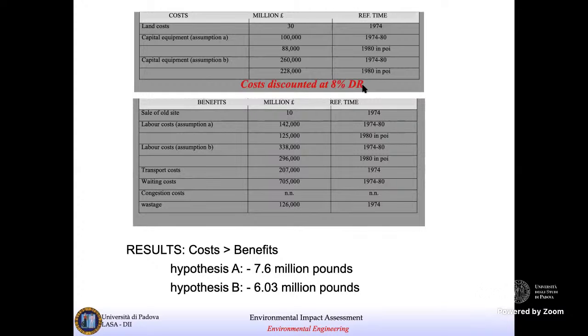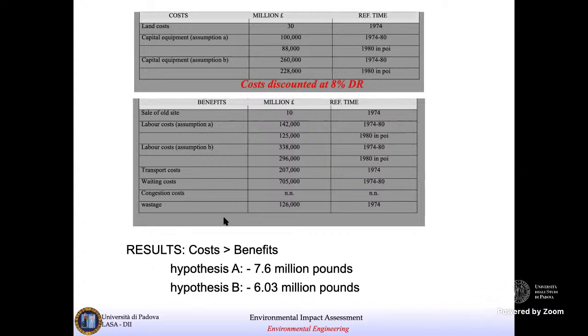Then they had to evaluate the benefits, again in millions of pounds, and a different reference time. You need the reference time in order to actualize the cost, of course. So: sale of the whole site, labor cost in two assumptions, A and B, transport costs in the two assumptions, waiting costs, congestion costs, and production of waste.